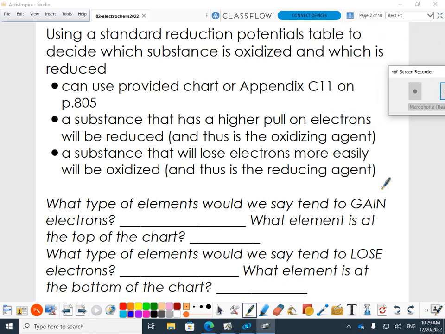So we're going to focus on using our table to figure out which substance is oxidized and which substance is reduced. I gave you this chart. There is also a chart in your textbook. It's just very, very cluttered, okay? I like this chart. It's nice and simple. So the substance that has a higher pull on electrons will be reduced, and the substance that is going to lose electrons more easily will be oxidized. So that's what we are going to focus on.